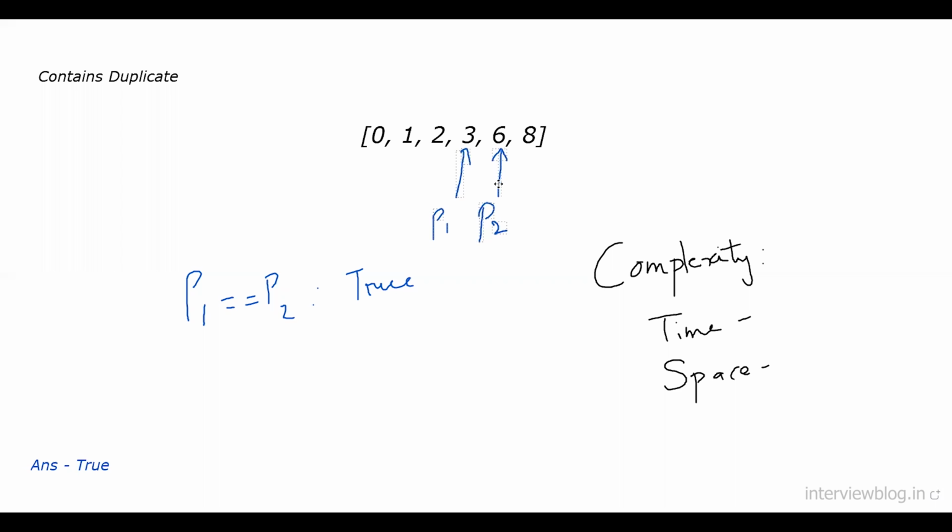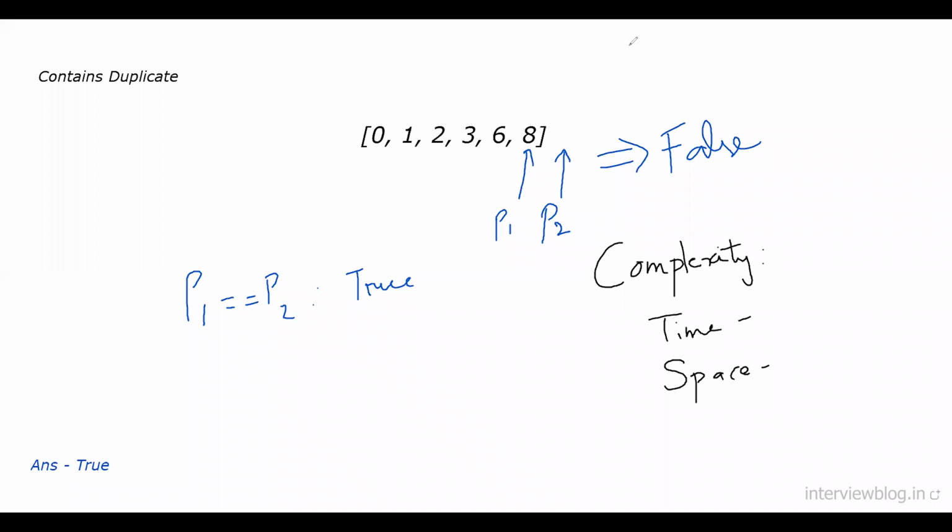Now, since 3 is not equal to 6, I will again be moving my pointers one step further. Now, since 6 is not equal to 8, I will again be moving the pointers one step further. And now, since the pointer P2 has traversed the entire array, my function here would return false.